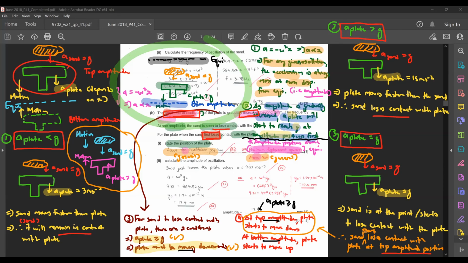But that is true, but then you need to answer specific to the question. They say, the point where it first loses contact when your amplitude is gradually increased. When your amplitude is gradually increased, it means your acceleration of the plate is gradually increased. So you are trying to increase the acceleration of the plate to the point that is equal to g first. Then after that, you want to see the point where your plate starts to lose contact.